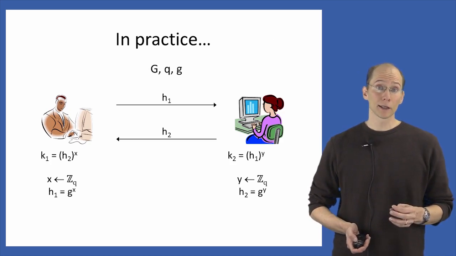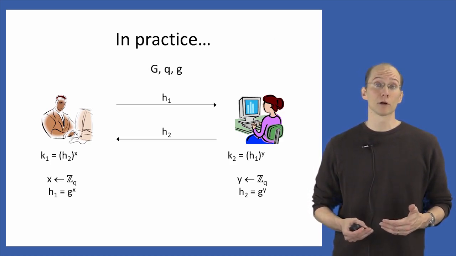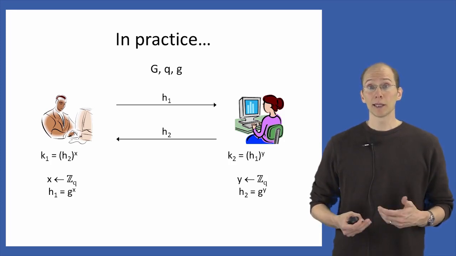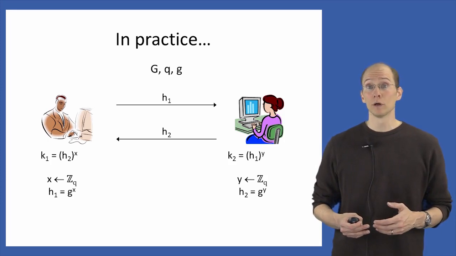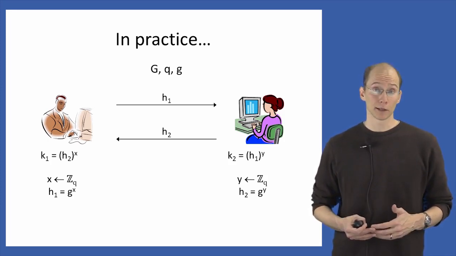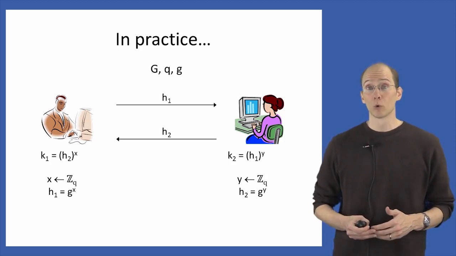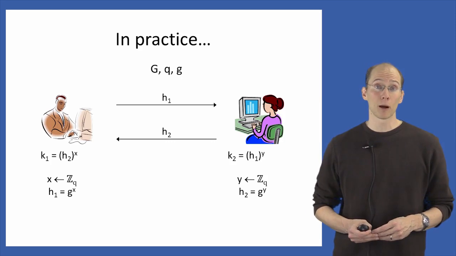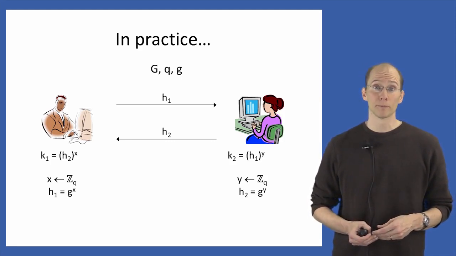Now in practice, it would be unusual for one of the parties to generate their own parameters G, q, and g. Instead, what's done in practice is for the group G of order q and a generator g to be fixed and standardized. That way, all parties in the world who ever want to run this protocol would simply know already what those parameters are, and they wouldn't have to be generated fresh as part of the protocol every time.